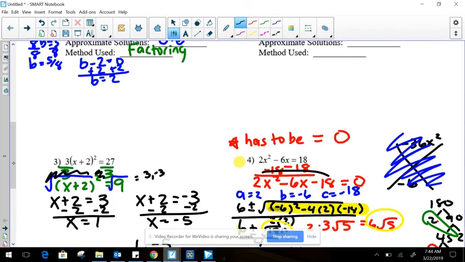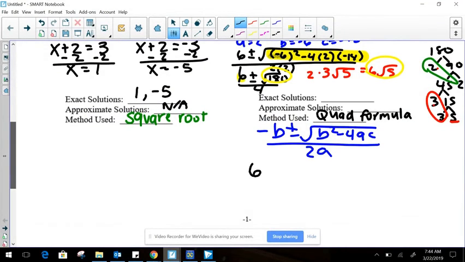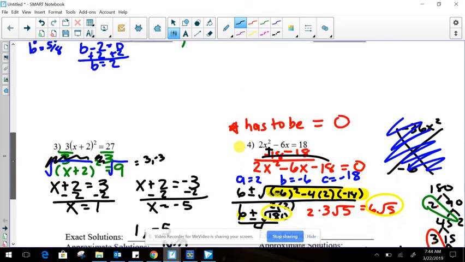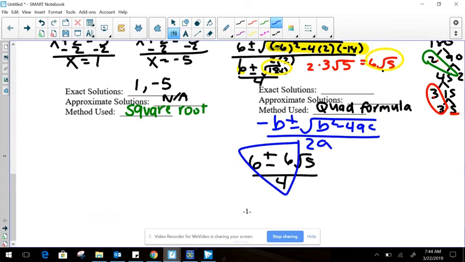I'm running out of room, so I'm going to go down below here. Scroll down. So I have 6 plus or minus, instead of square root of 180, I'm going to write 6 root 5 all over 4. Now what's next? Hopefully you're thinking, okay, it's that triangle thing. The triangle of power: I can divide each one of these by 2.